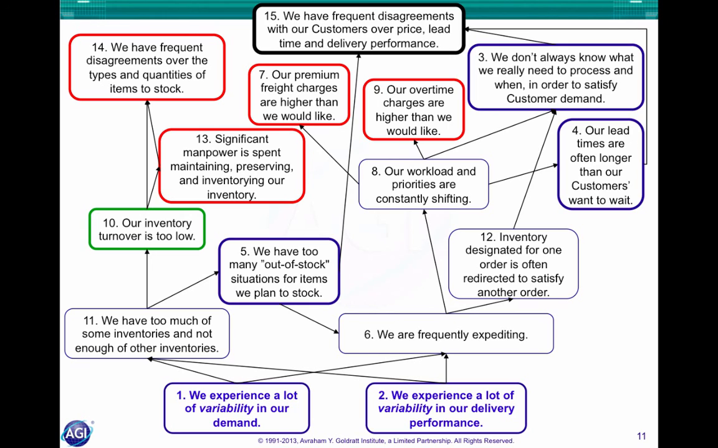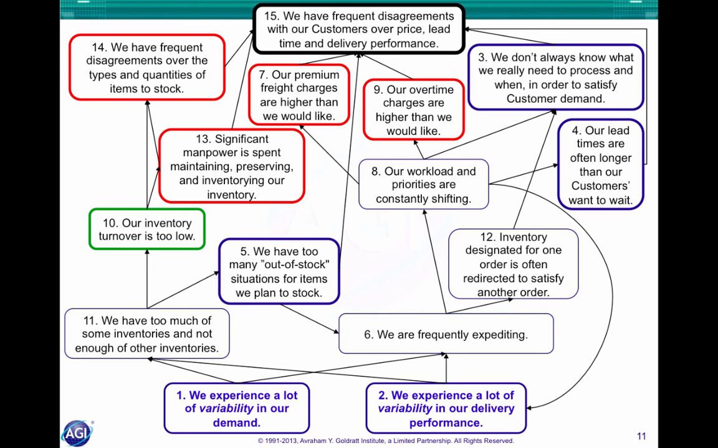Being out of stock, number 5, and number 3, not knowing what we need to process and when in order to satisfy customer demands, can add to the conflict with our customers in terms of delivery performance. And all of the items in the red boxes, number 9, overtime, number 7, premium freight, number 13 and 14, consumption of resources, lead to increased costs and the need for higher prices, which can result in conflicts around price.